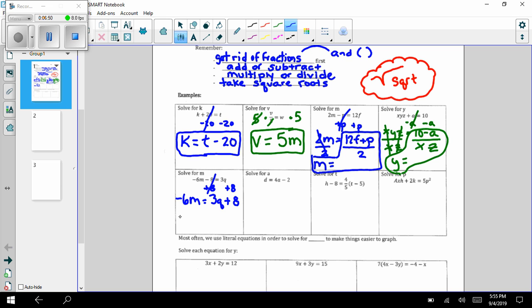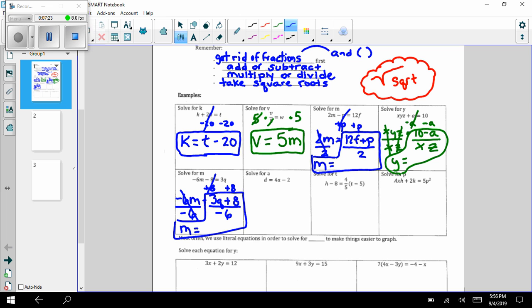Again, I read it to myself. It says negative 6 times m. M is not all by itself. Right now, it's being multiplied by negative 6. The inverse operation of multiply by negative 6 is to divide by negative 6. What I do to one side, I have to do to the other. I'm left with m equals 3q plus 8 over negative 6. I don't have like terms on the top or bottom, so I'm just going to circle my answer.